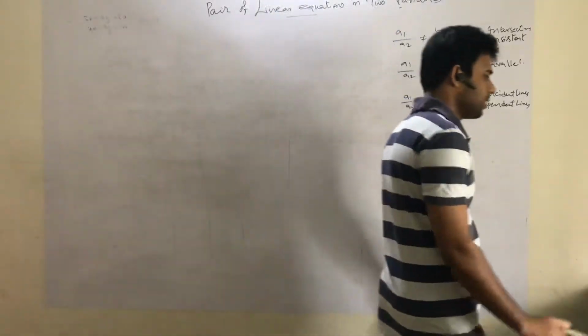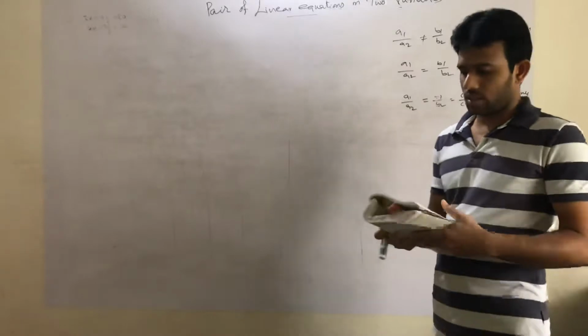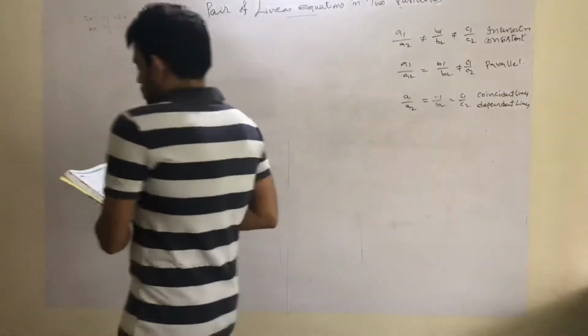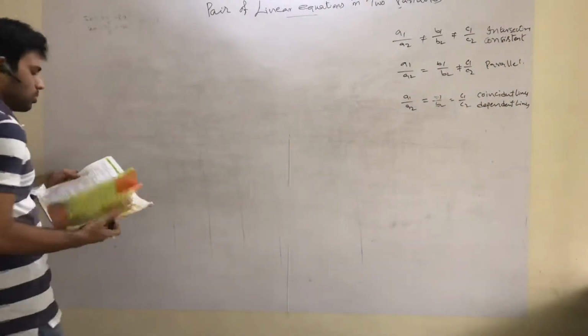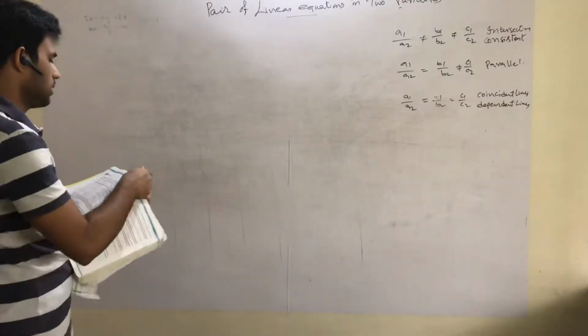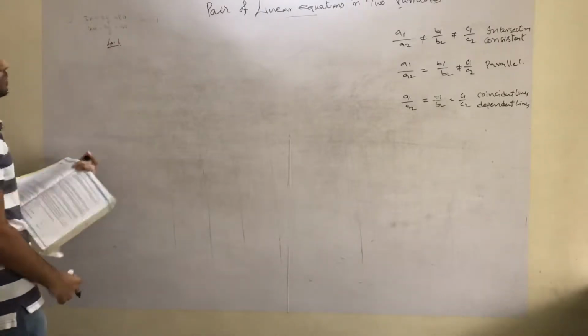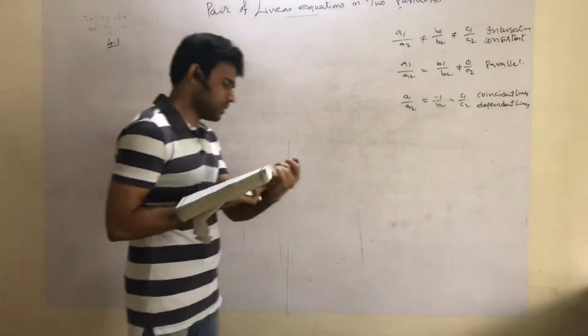Exercise in terms of linear equations in 10th class mathematics. So let's look at what is there in the 4.1 exercise. So exercise 4.1 from the pair of linear equations in two variables.